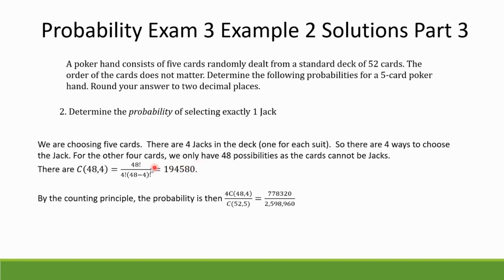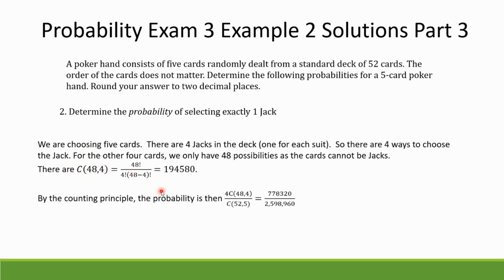So to get the other 4 cards, there's only 48 possibilities because they can't be any of the 4 jacks. We're choosing 4. Again, it's without regard to order and without replacement. So for the other 4 cards, we have C of 48, comma 4. That's for the remaining 4 cards in the 5-card poker hand.